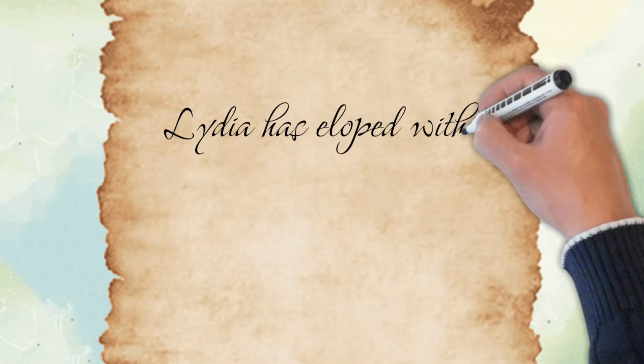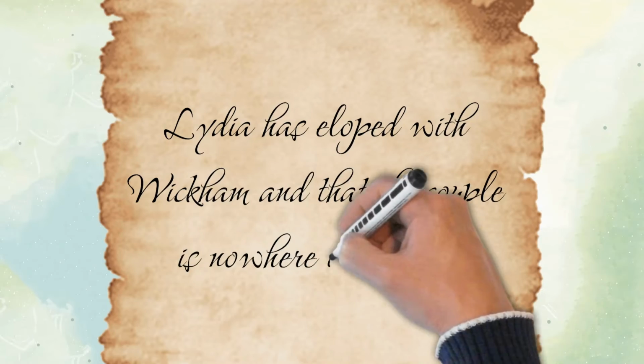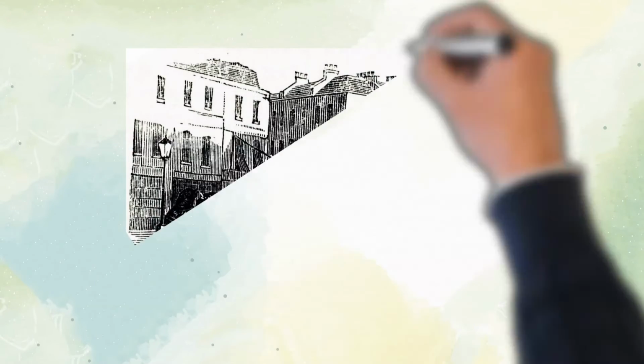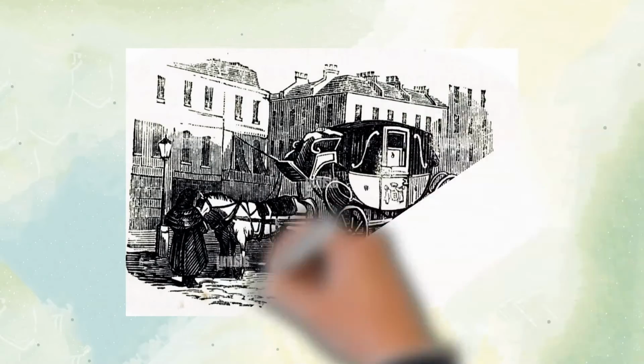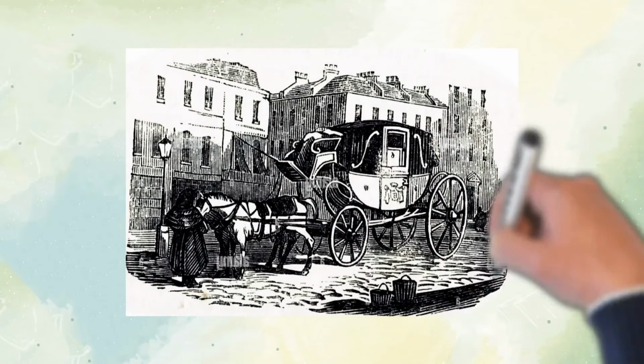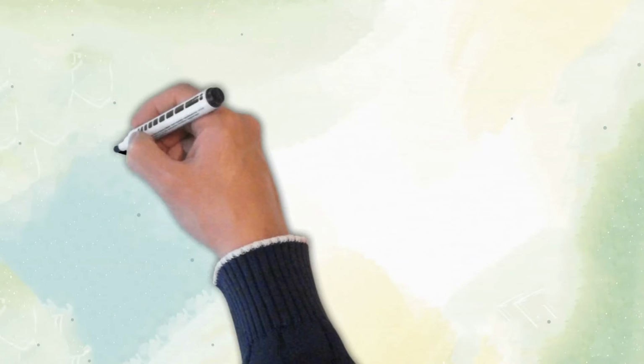In the midst of this, Elizabeth receives two letters from Jane telling her that Lydia has eloped with Wickham and that the couple is nowhere to be found. Out of fear of the disgrace to her entire family, Elizabeth and the Gardners leave for home immediately.